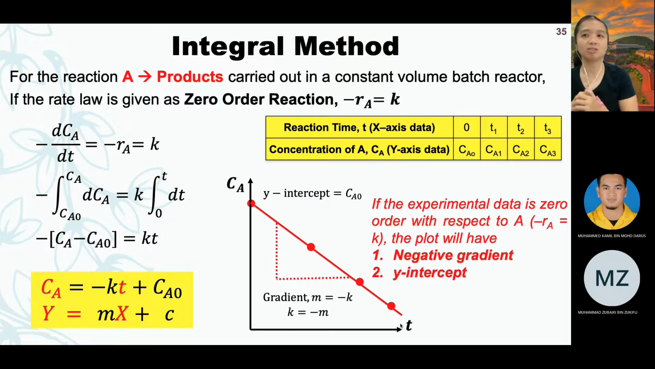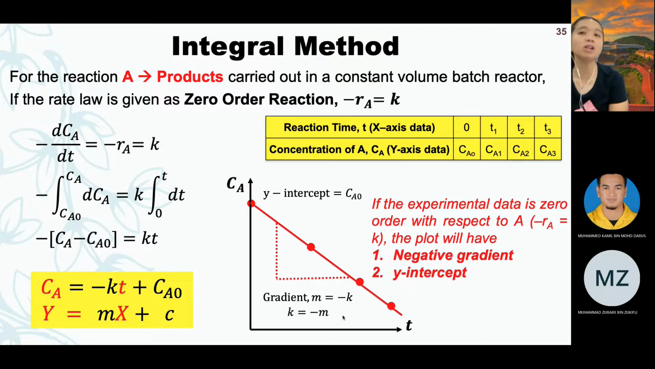And the second characteristic also that you must fulfill, your plot will have a y-intercept. Maksud dia tak akan ada pintasan Y pada kosong. Kalau pintasan Y pada kosong, maksudnya reaction kamu bukan zero order. So you must fulfill these 2 requirements, then you can verify and confirm your reaction is zero order. Means alpha kamu kosong. Dan kamu dah verify tu, then you find your K. So your negative K equals to your gradient.